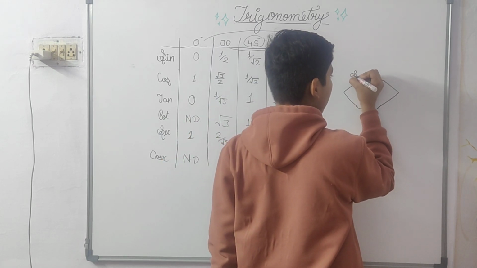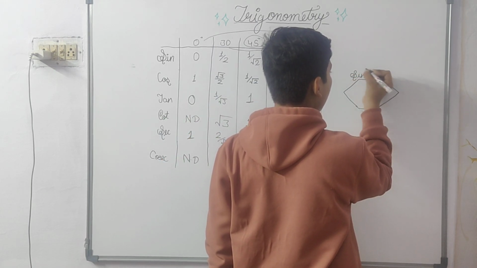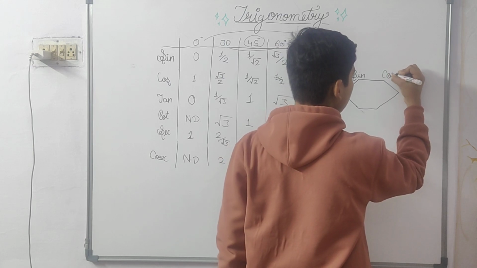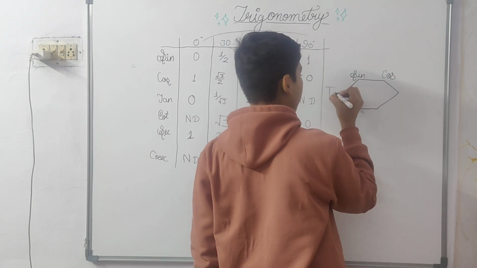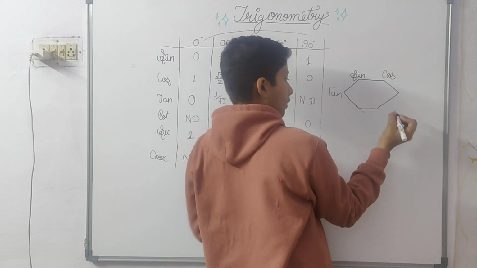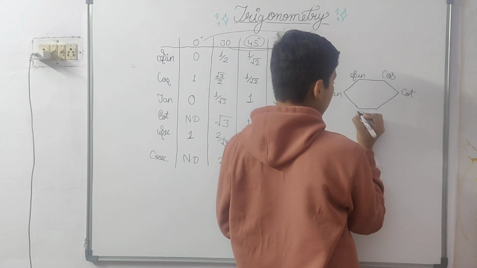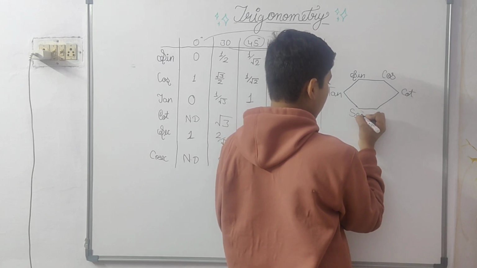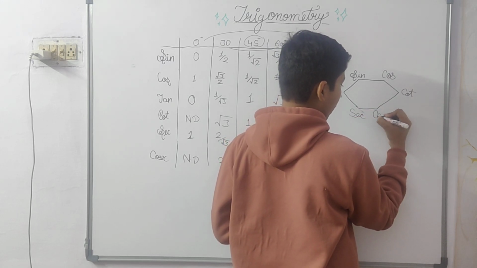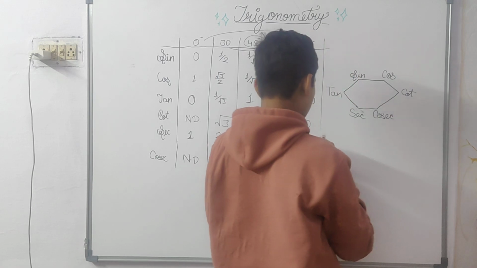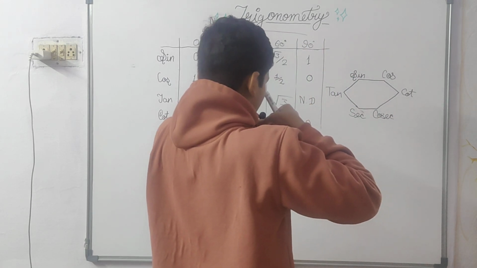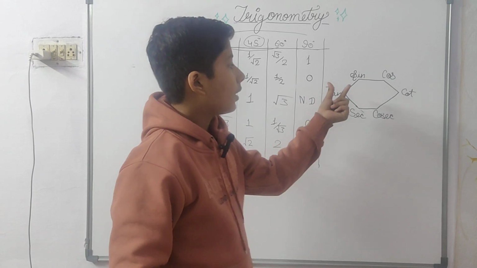This will be sine, this will be cos, this will be tan, this will be cot, this will be sec, and this will be cosec. Now I'll tell you what it is used for.